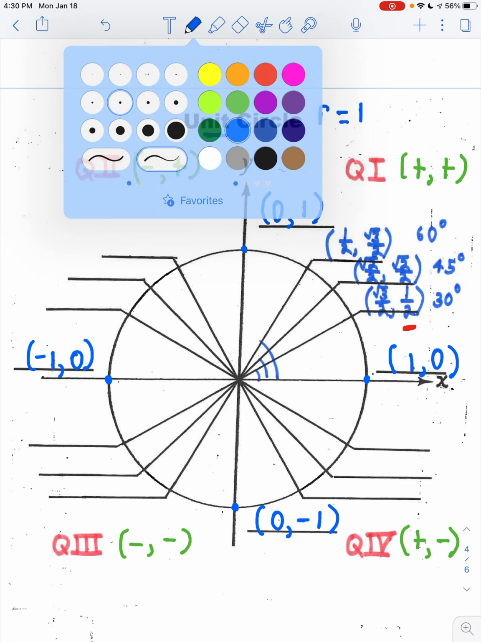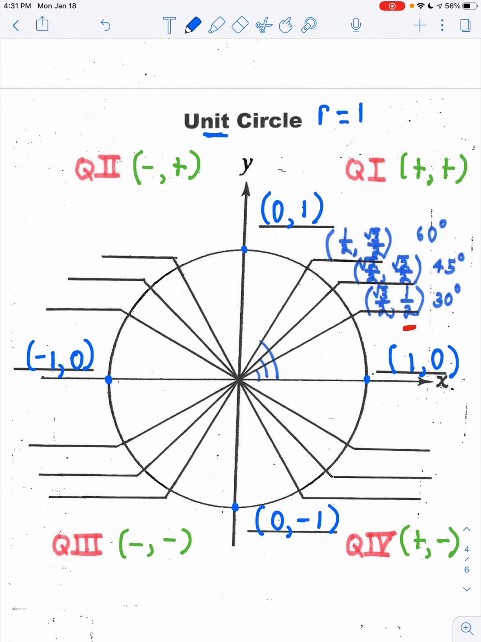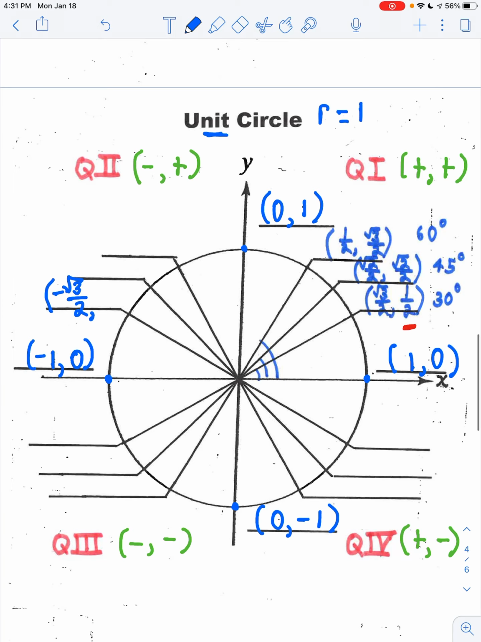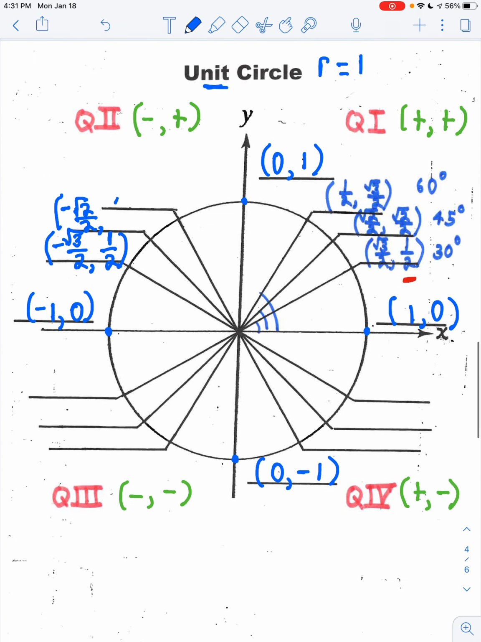So how does that affect what we say for our ordered pairs? Well, there's some symmetry. For the multiple of pi over 6 directly across from the 30 degrees, the only thing that's going to change is the x coordinate is going to be negative. So that's going to be negative square root of 3 over 2, comma 1/2. That's also true for the multiple of pi over 4. That means the ordered pair is negative square root of 2 over 2, positive square root of 2 over 2.